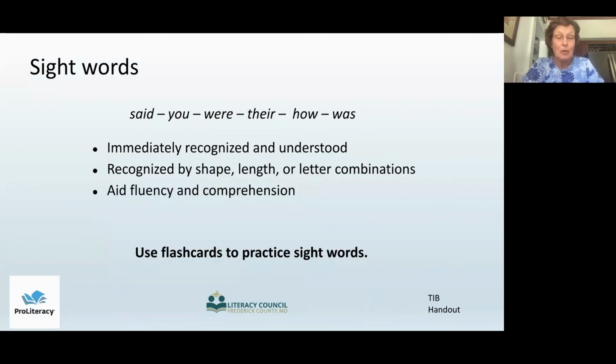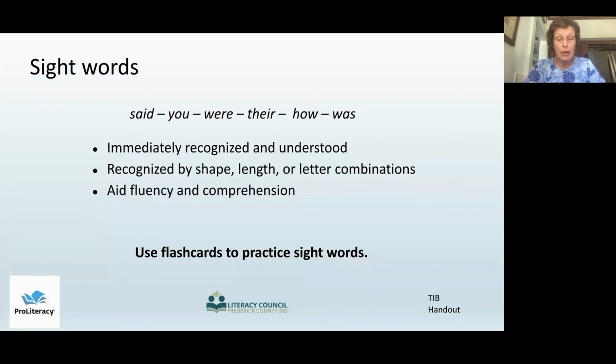Sight words are the words that are most commonly used and that readers are taught to recognize immediately when they see them. The shape of the word, the length, the specific letter combination are all clues to help students recognize the words. Old-fashioned flashcards are very effective and work really well to teach sight words.